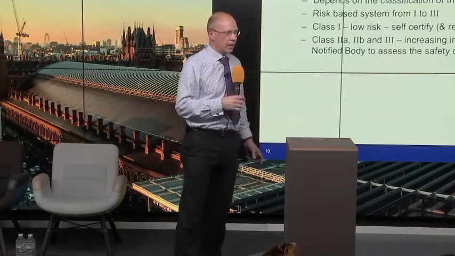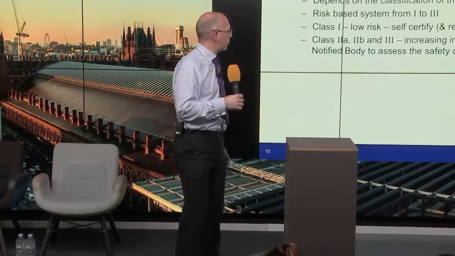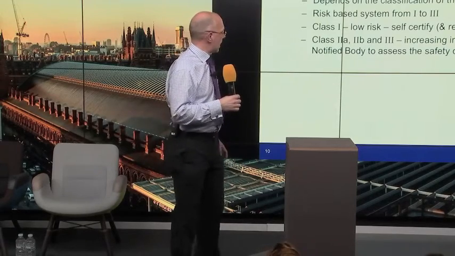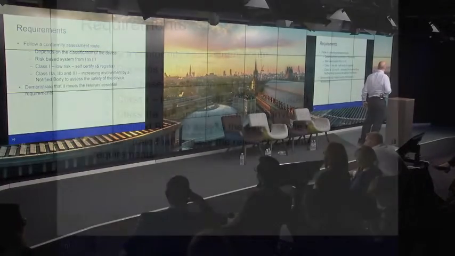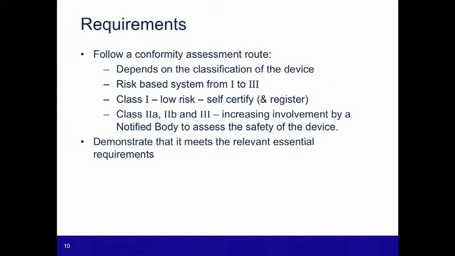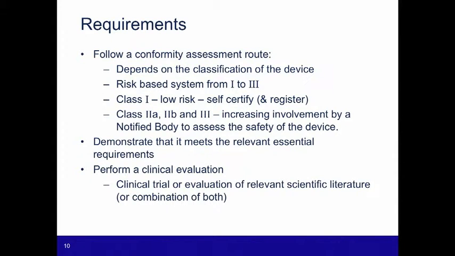Class 2A, 2B, and Class 3 devices require the involvement of what's known as a notified body, and they are there to assess how you are CE marking your device. You need to demonstrate that your device meets what are known as essential requirements. So this is a list of things that the device has to do. You will also have to perform a clinical evaluation, and this is either via what's known as a clinical investigation, or you can evaluate relevant scientific literature as another approach.